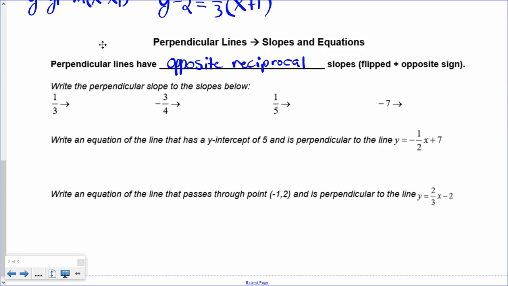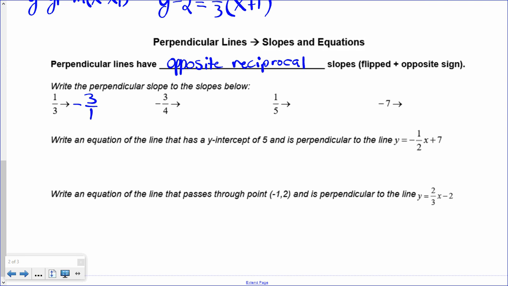Opposite reciprocal. That means whatever number they give you, you're going to flip it and change the sign. Okay, so if I start with 1/3, what would the opposite reciprocal be? Negative 3/1, or just negative 3. Usually we prefer to write slopes as a fraction so you can see the rise over run. So get into the habit of doing that.